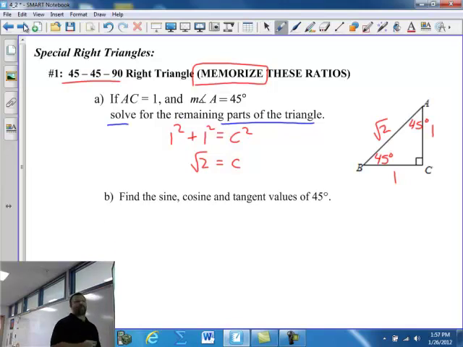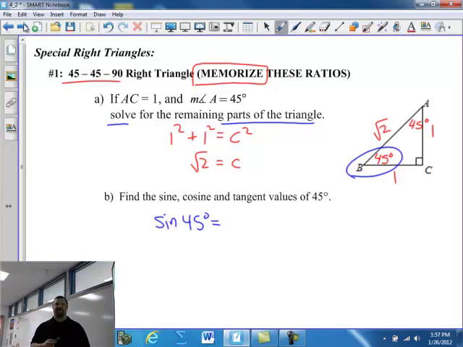Okay, so which angle do we want to pick? Sine of angle 45. Which 45? Oh, it says B. Does it really matter? No, they're the same. All right, so we're going to do sine of 45. And again, we're just going to use our opposite, adjacent, and hypotenuse things. What's the sine? 1 over the square root of 2.